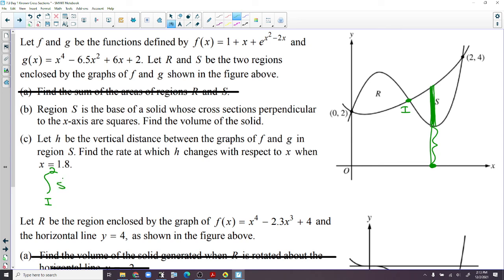We're integrating side squared. That's the area of the square. Now to get that side, that's where we subtract. So it's f of x minus g of x, squared, dx. So let's grab our calculators and let's actually get this answer. So we have a little more practice of using the calculators.